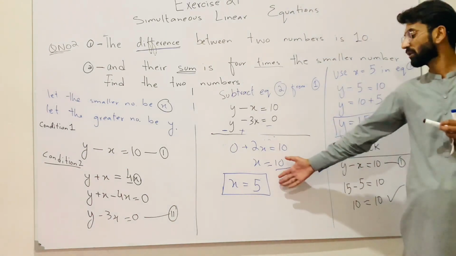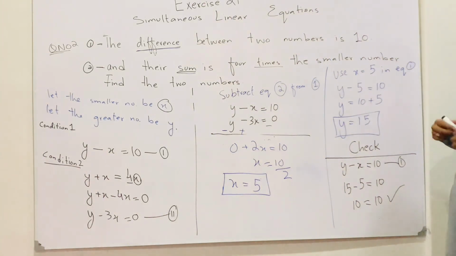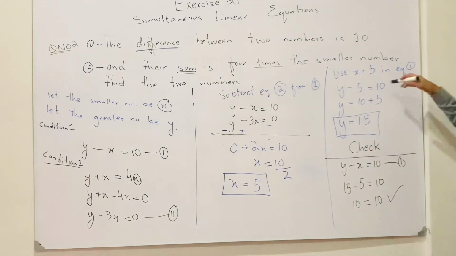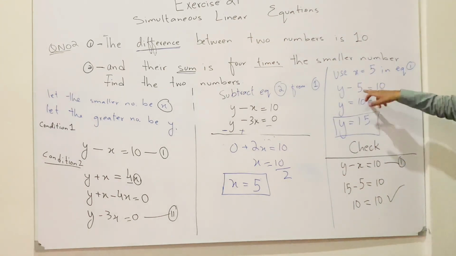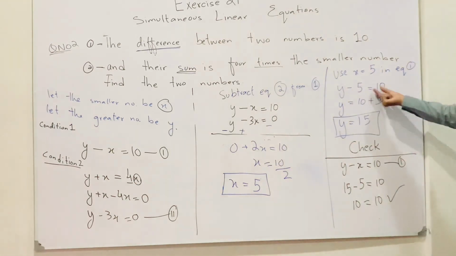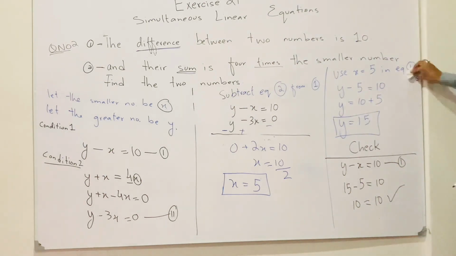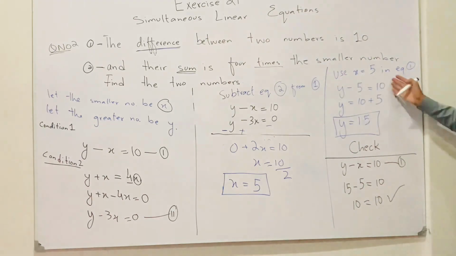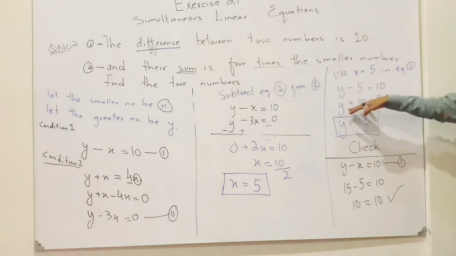Now I can use this value of 5 in either equation number 1 or 2 to get the value of y. I have used it in equation number 1, which was y minus x equals 10. I have put 5 in place of x, so y minus 5 equals 10. When this minus 5 goes to the other side, it becomes plus 5, and we have y equals 15.